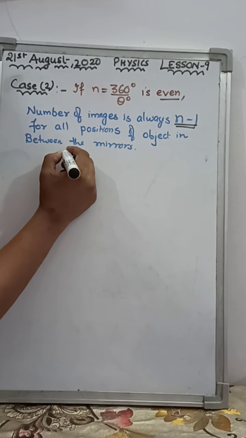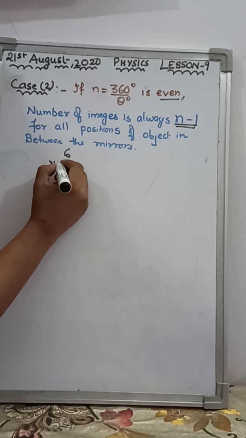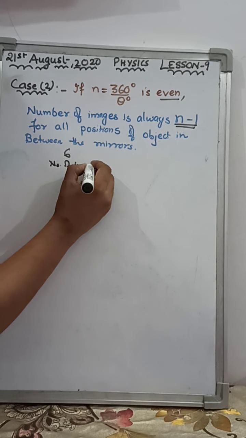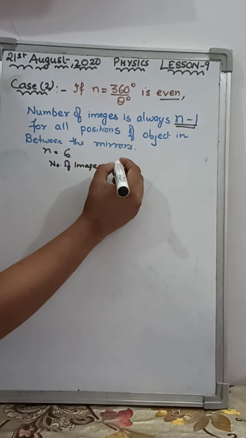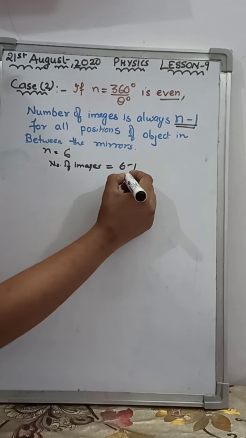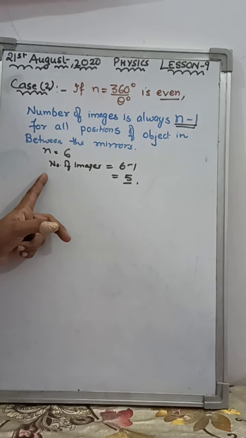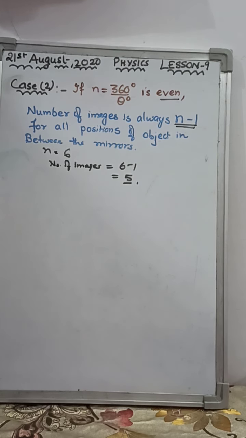Suppose the number of images is coming 6. Then what will be your answer? Number of images when n is 6, it will be 6 minus 1. That will be 5. Clear? So when n is even, this is the way you will do the numerical.